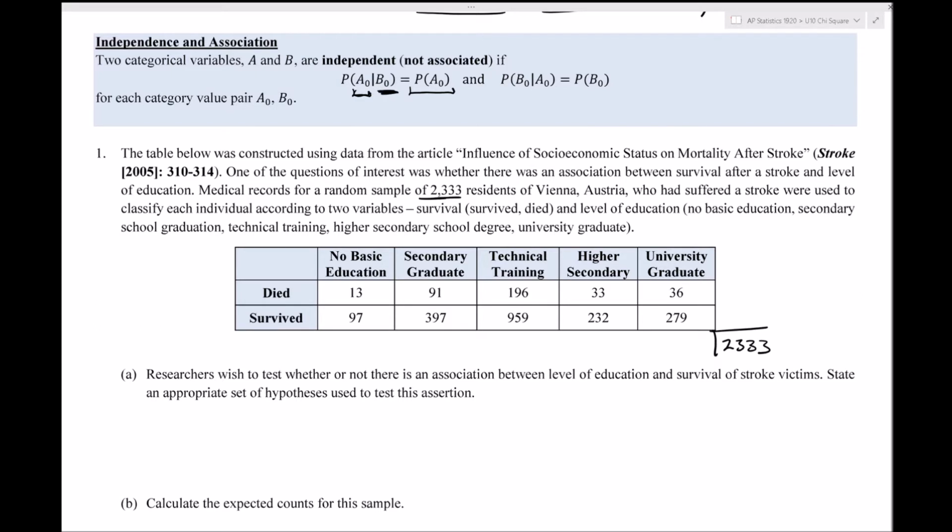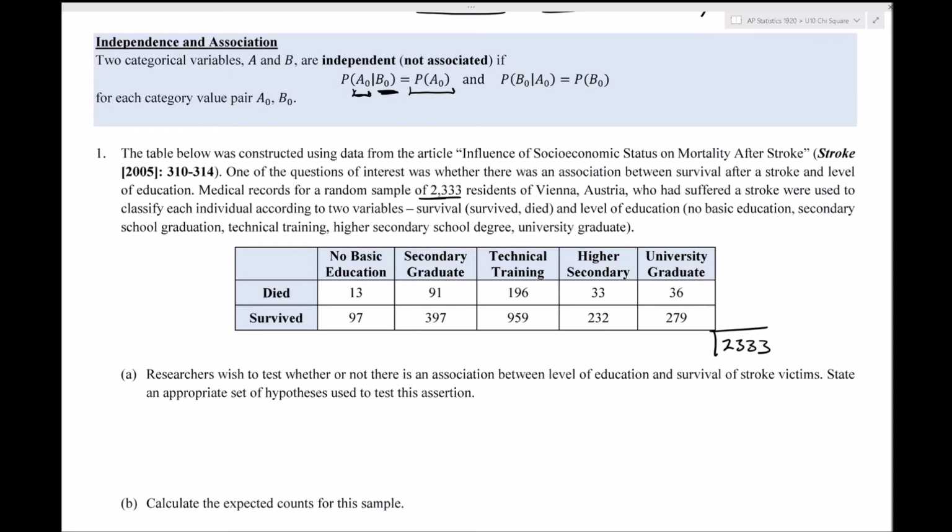Survival is one of the variables, and there's only two categories, whether they survived or they ended up dying. And then level of education is the other variable, and there are 5 different categories. No basic education is the first. Secondary school graduation, so they graduated their secondary school, which is like high school. Technical training, higher secondary school degree, maybe like what we have in the States, which is an associate's degree, and that's distinguished from a university graduate. So like a bachelor's degree, of course in Austria they probably have a different education system over there.